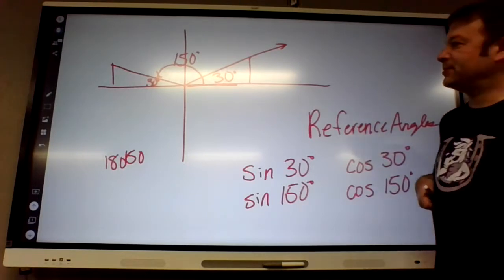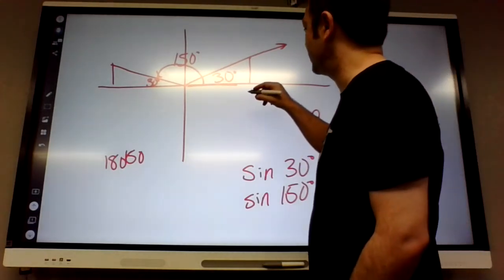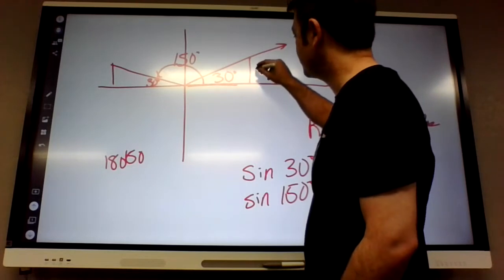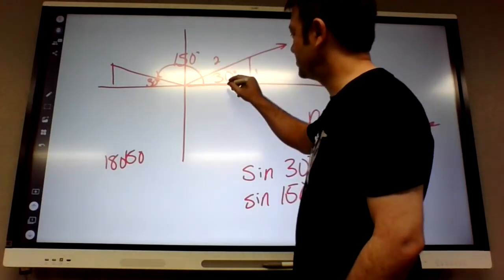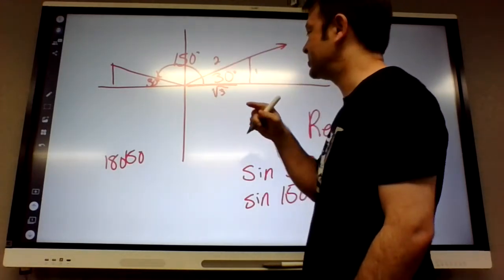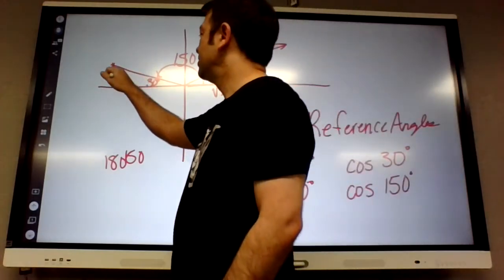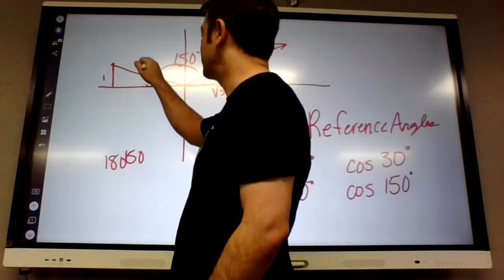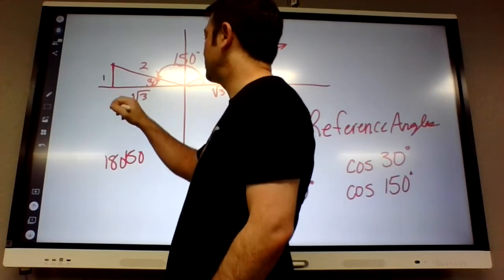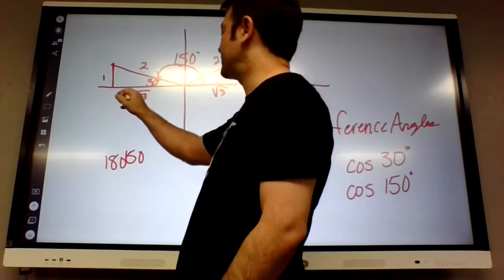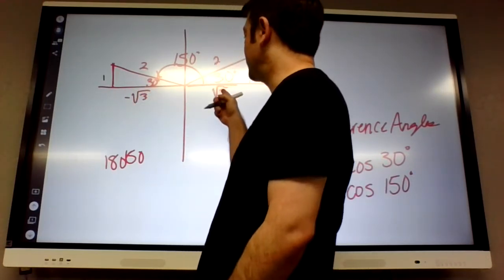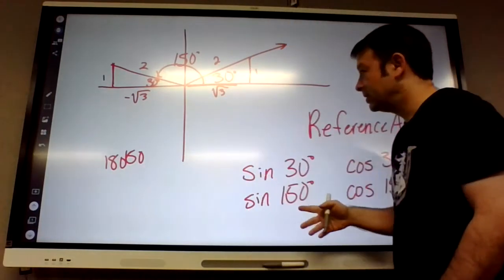30 degrees, this actually makes a special triangle. Do you guys remember this one? 1, 2, square root of 3. So we could specifically figure out what it is in this case. So the difference is on this one, the x value is more like a negative square root of 3, and this is like a positive square root of 3.